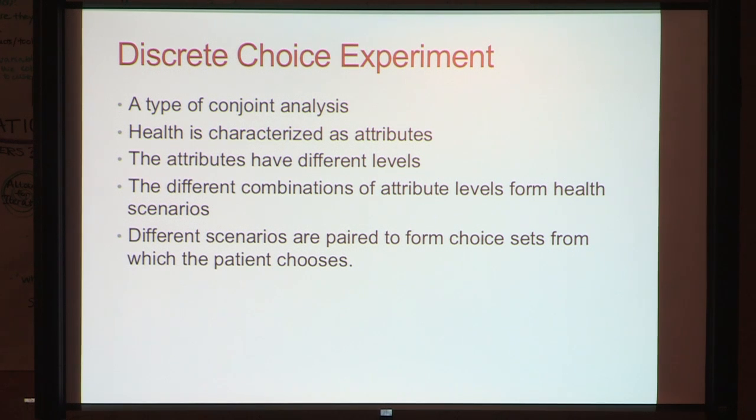So a discrete choice experiment, a conjoint analysis, is a general procedure for valuing attributes, but a discrete choice experiment means that the outcome that you're measuring is choice. So you're selecting option A or B or more. And what is done is that health is characterized by different attributes. The attributes have different levels, and these different combinations of attributes and levels form health scenarios. And these scenarios are then paired together to make choices where patients select to say, I like this one better than that one.